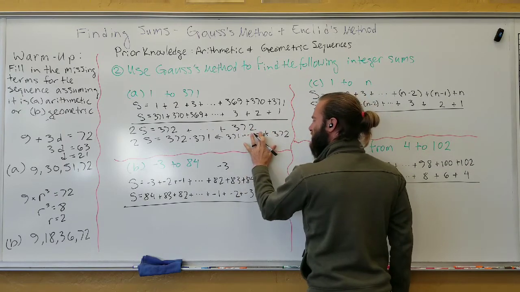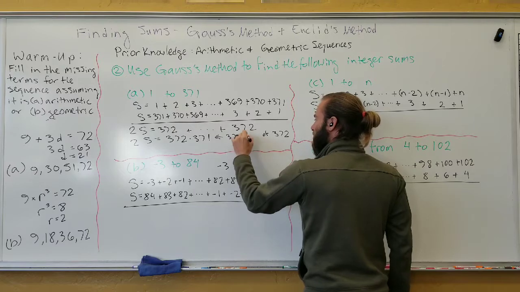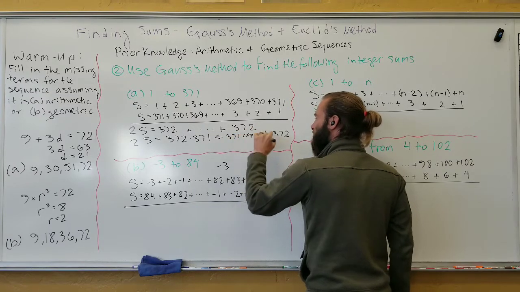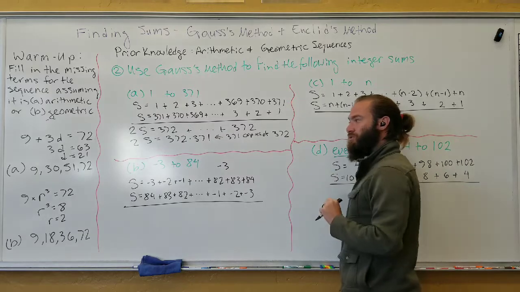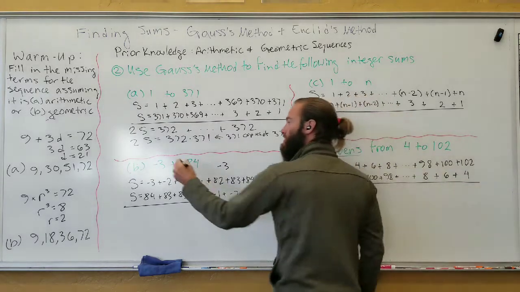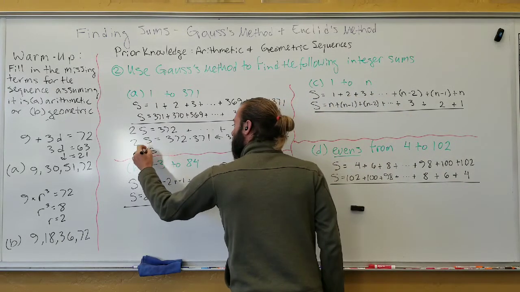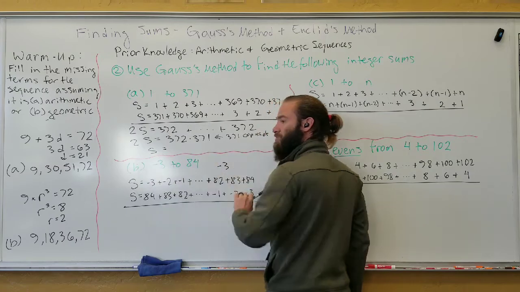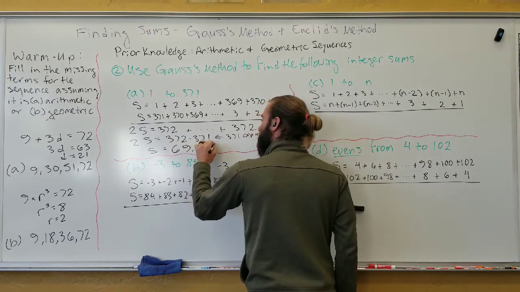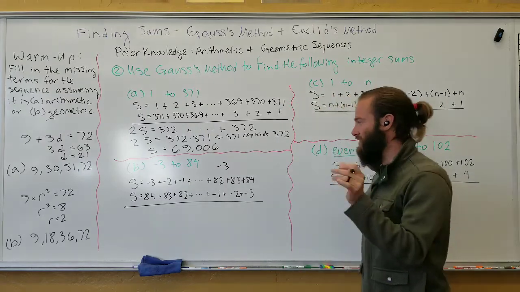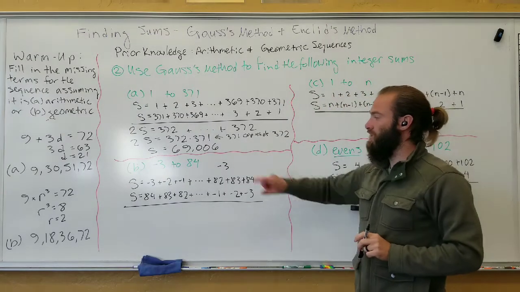372. I guess I should say copies of 372, because once we've paired these up and added them, then they become 372. Okay, so that's how we want to think about this. And when we do this, s equals, we're going to divide by 2. We get 69,006. I pre-calculated that for us. So you should check your answer for that.